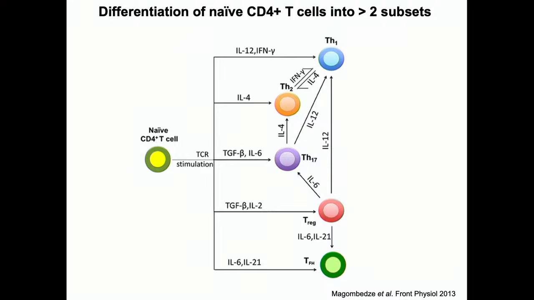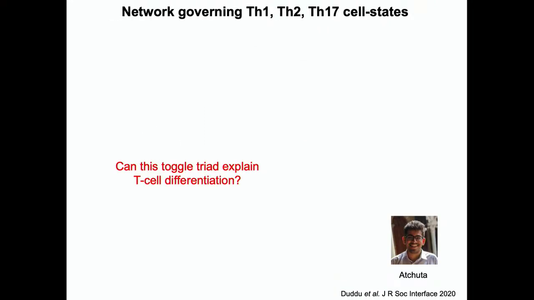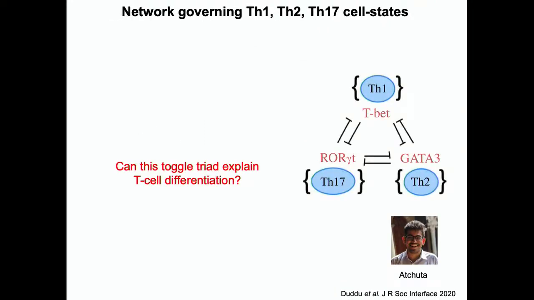Okay? So one of the cases where we found enough literature to construct this network was these 3 molecules which inhibit each other. So instead of a toggle switch, now you have a toggle triad. 3 molecules, these are all transcription factors. TBET, again, let's not worry about the names, let's call them A, B, C, but let me just introduce them once. So TBET drives this TH1 phenotype, GATA-T drives TH2 phenotypes, ROR gamma T drives TH17 phenotype.